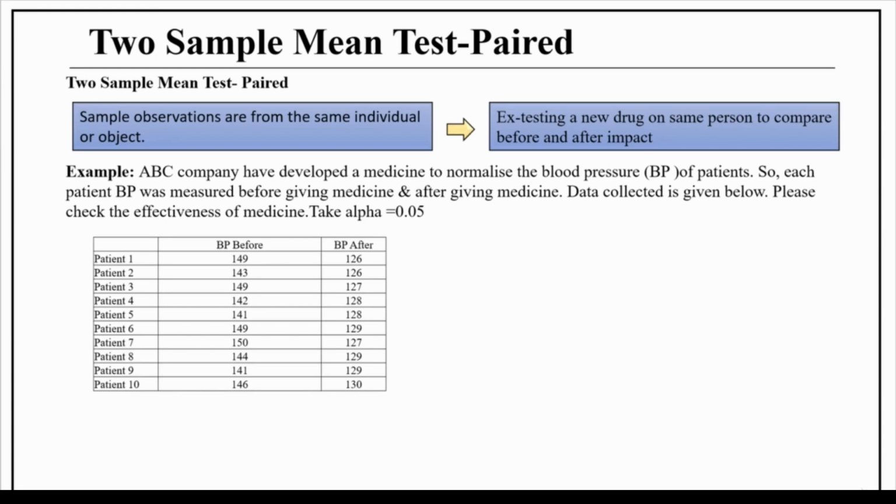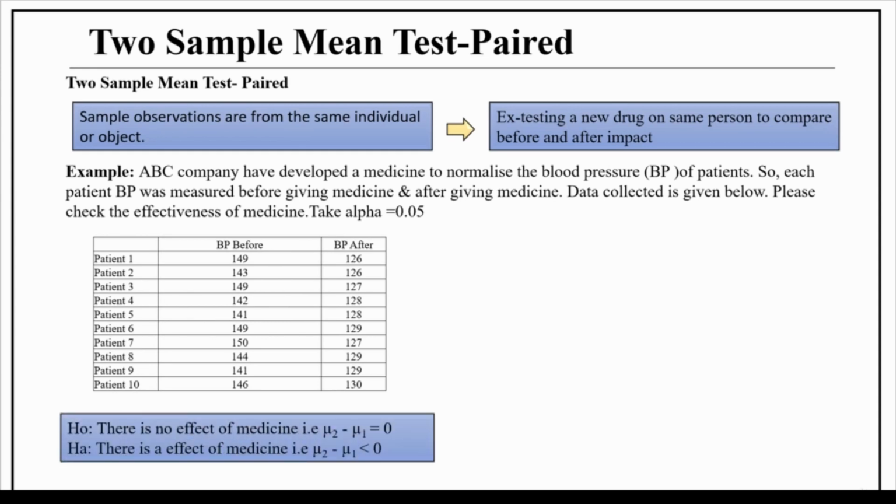This is the data collected and we will solve this question using Excel. Before that, let's formulate the hypothesis. So the null hypothesis is that there is no effect of medicine, that is mu2, which is the average of blood pressure recorded before taking medicine, minus mu1, which is the average of blood pressure recorded after taking medicine, is equal to 0. And the alternate hypothesis is that there is an effect of medicine, that is mu2 minus mu1 is less than 0. Since the alternate hypothesis has a less than sign, it is a lower tail test with the rejection region on the left hand side. Now let's go to the Excel sheet.